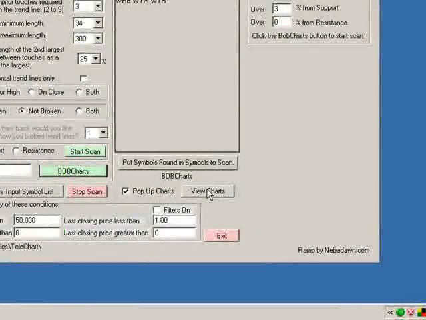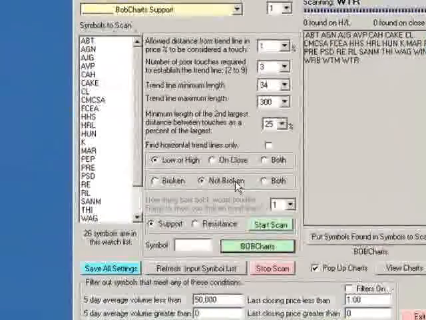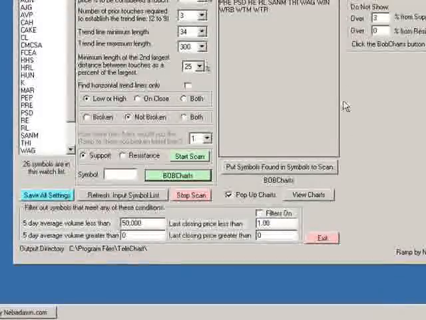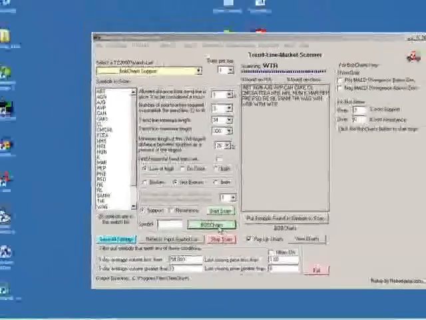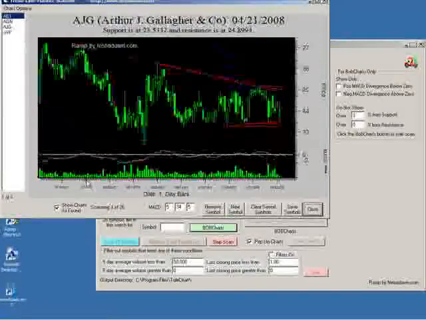I'd like to do one last thing in this video. I ran the Russell 1000 large caps through a support line Bob chart scan, and I have the candidates right here, and I'm going to quickly rerun the scan just so you can see the stocks. I'd like to talk about how I use Bob charts.